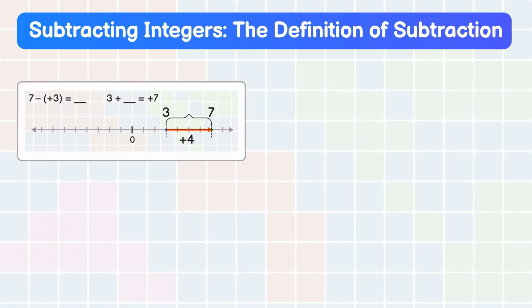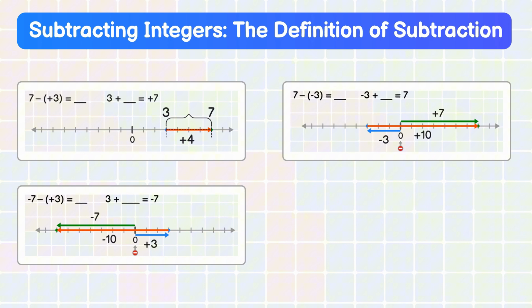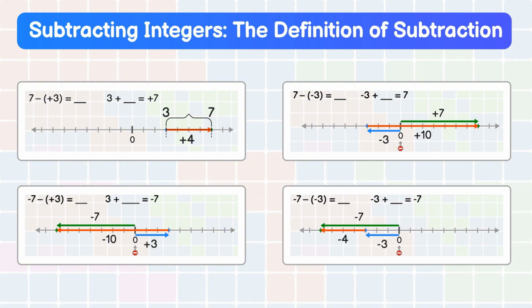We've now illustrated all the different combinations of subtracting positive and negative integers. They're written in both standard subtraction format and as addition with an unknown addend. When we write each equation with an unknown addend and show it on a number line as we've done here, there is one major benefit. It makes it much easier to show why the rules for subtracting integers make sense. We'll look at that in a later video.